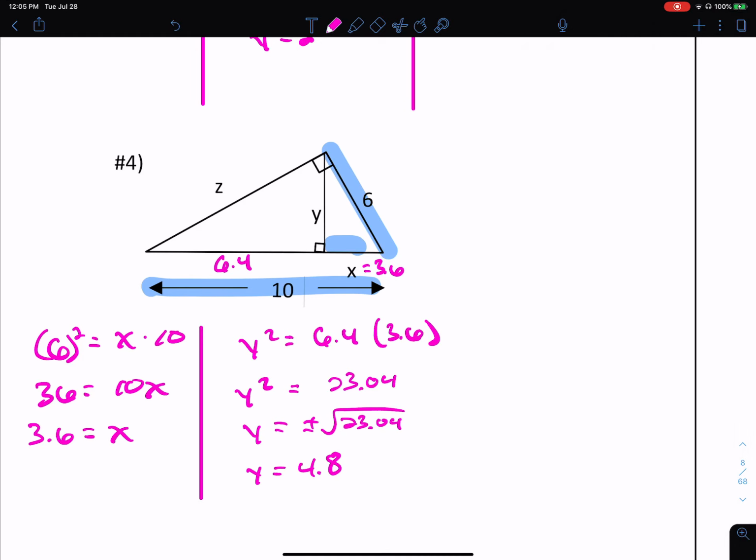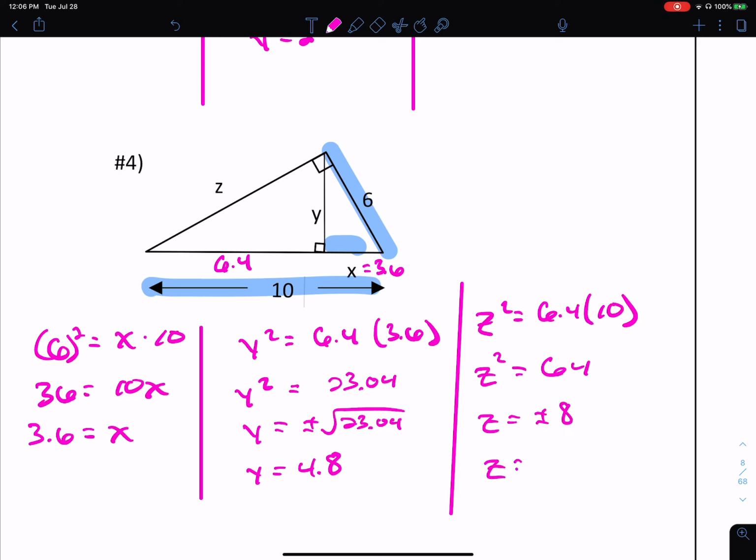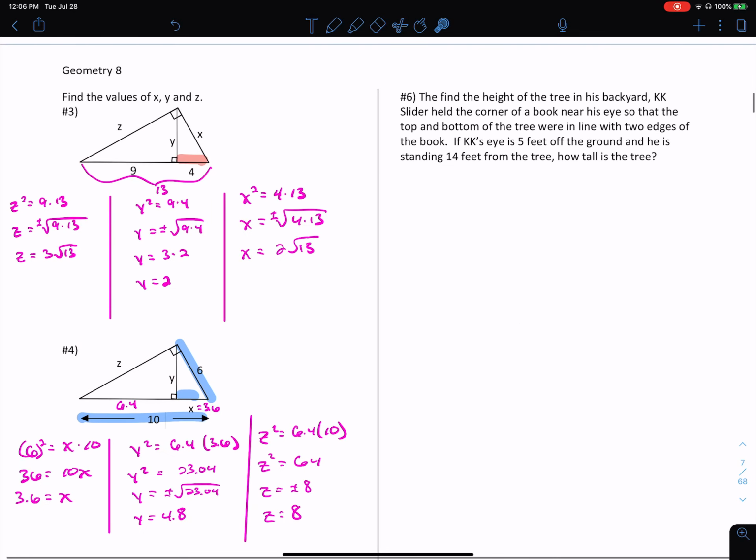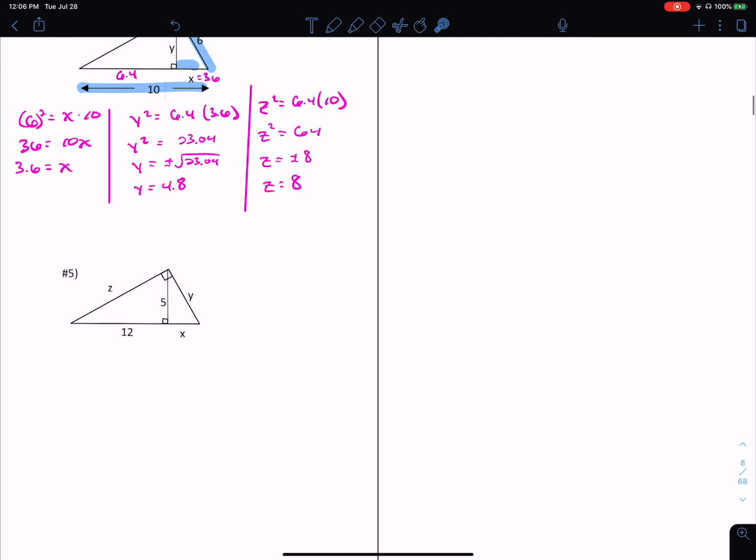And then we haven't found z yet. Z squared is 6.4 times 10. 6.4 times 10 is 64, and the square root of 64 is plus or minus 8, so z is a positive 8. Sometimes it's valuable to multiply the stuff out. Sometimes it's not valuable to multiply the stuff out. You can do it in either way. So one way can save you more time than others.